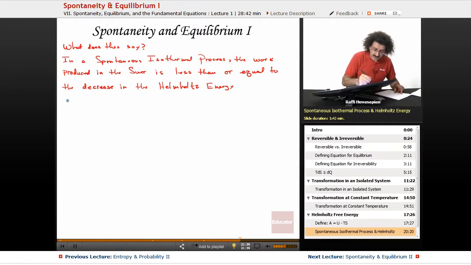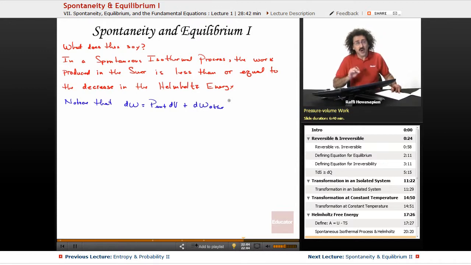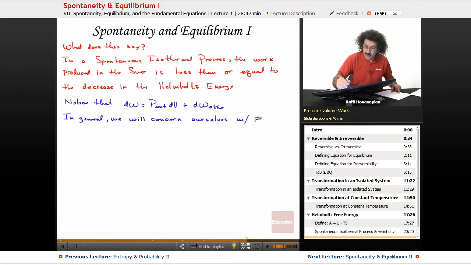Now, notice that dW, we said, is going to be equal to this pressure volume work, so PdV plus other kinds of work. Okay, so it includes all the work. Now, in general, we're not going to be concerned with other work. We're only going to be concerned with pressure volume work. So, in general, we will concern ourselves with PV work only.